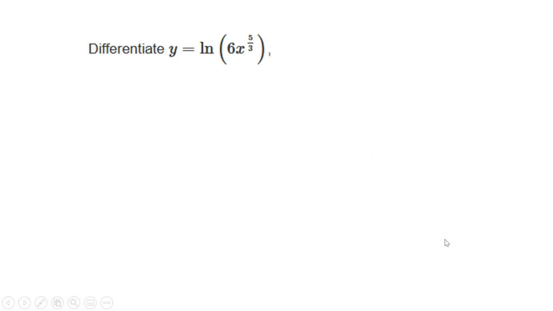Let's keep going. How about this one? The ln of 6x to the 5 over 3. I wonder if we could tackle this one. Why don't you give this a shot on your own? Let me give you a minute or two to come up with what you think the answer is, and then we'll go through the answer together as a class. Just remember now that the derivative of the ln is 1 over x, and treat this as if it was a function of a function type equation.